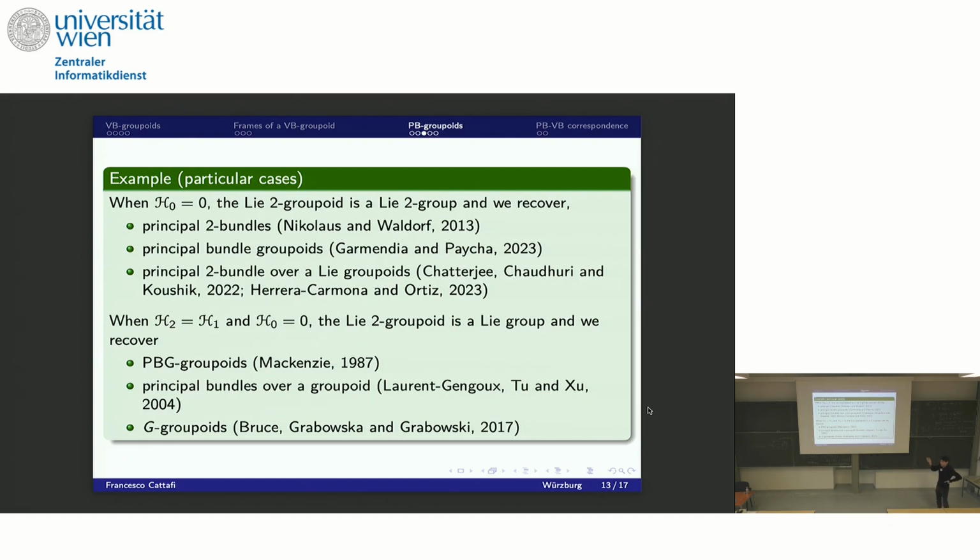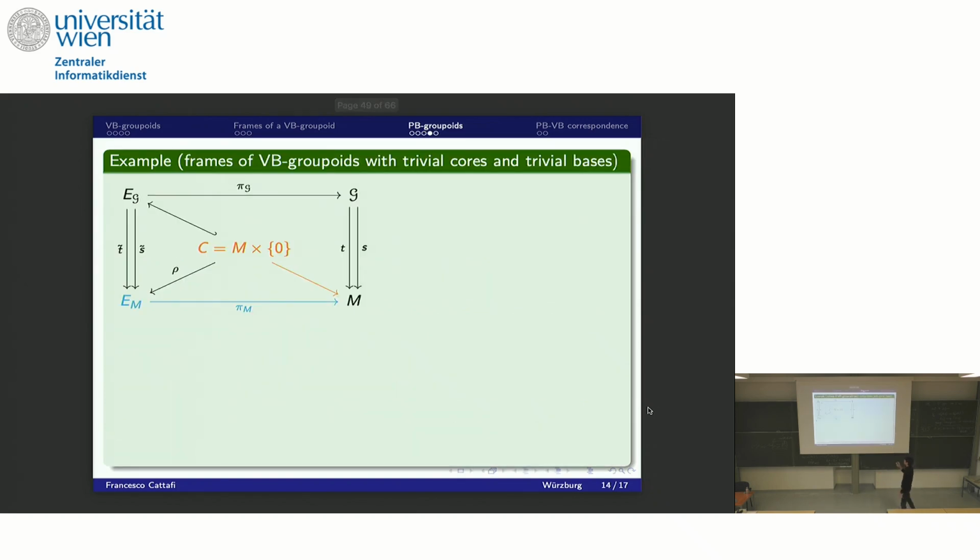So I can give a couple of extra examples related to computing the adapted frames of the example of the VB-groupoids I gave before. For example, there was this case with the trivial core, where the core was 0. Well, that's very simple, because the condition of adapted frame involves both the base and the core.